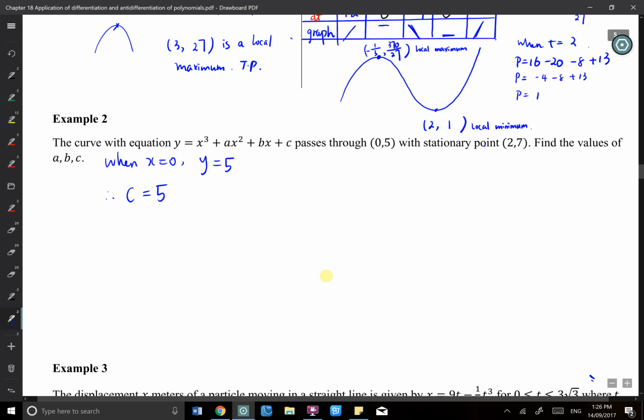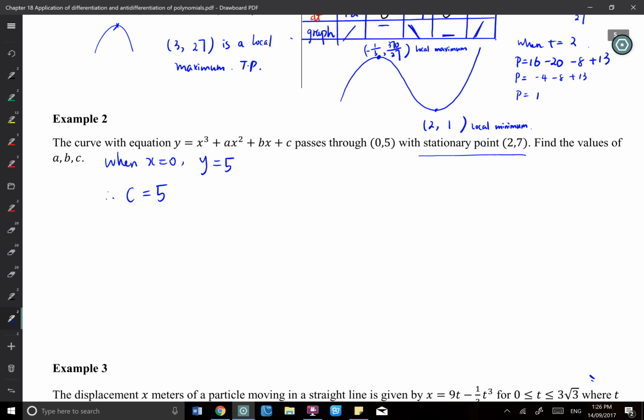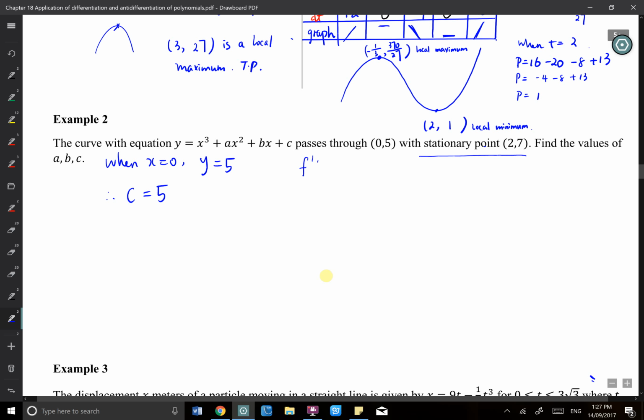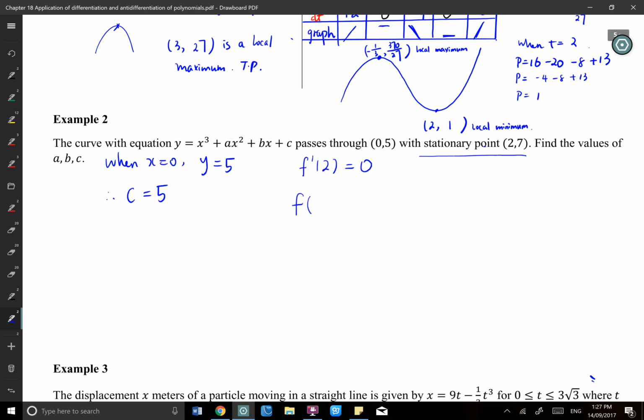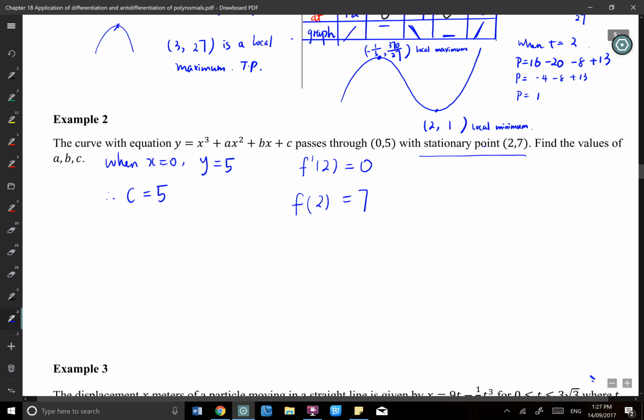And with a stationary point 2, 7, what can you talk about? The gradient equals 0. So what's the expression for gradient? F dash x equals 0, but at which point? F dash x can't equal 0 everywhere. F dash 2 equals 0. The gradient at x equals 2 will be 0. But don't forget, it's also a coordinate that the graph passes through. This point is no different compared to the point 0, 5. It's just another point on the curve as well. So f2 equals 7.